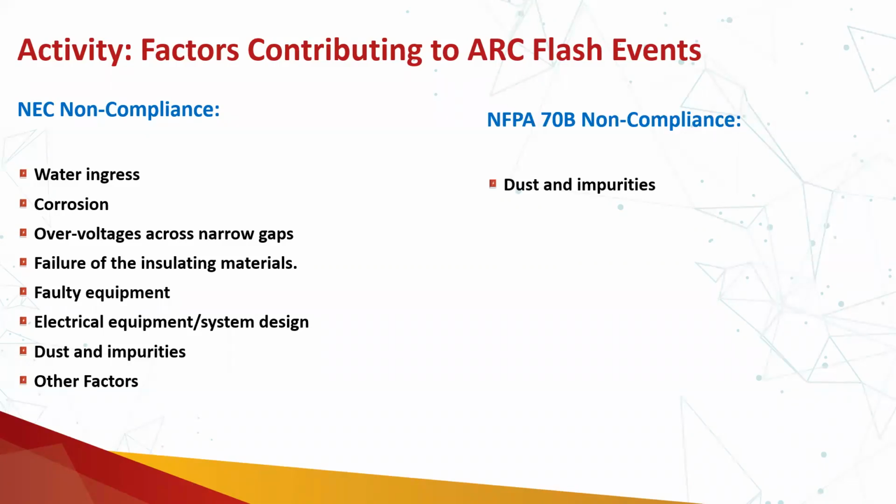Similarly, NFPA 70B non-compliance could be dust and impurities. Okay, the equipment was designed with the IP rating, and it was mentioned that this much amount of dust and impurities will be accumulated over the period of 2 years, 3 years. So you have to have defined maintenance strategies which are going to remove that dust regularly, maybe after 1 year, 2 years, or 3 years. So NFPA 70B was not followed. Meaning the equipment maintenance was not followed.